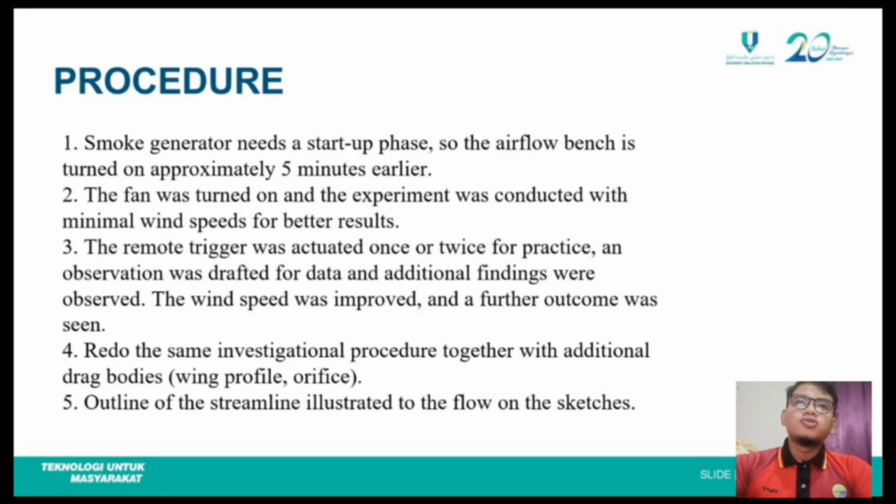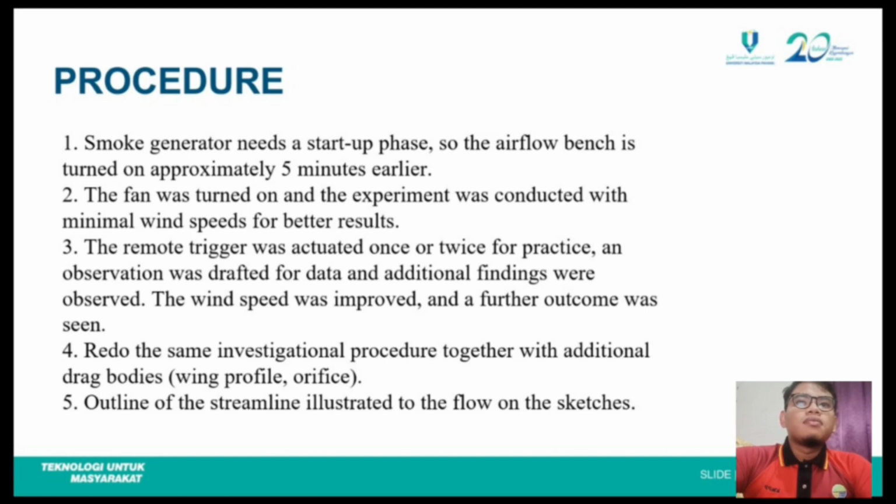And then we go to the procedure for our experiment 3. First, the smoke generator needs a startup phase, so the airflow bench is turned on approximately 5 minutes earlier. Number 2, the fan was turned on and the experiment was conducted with minimal wind speed for a better result. Number 3, the remote trigger was actuated once or twice for practice and observation, with data drafted and additional findings observed. The wind speed was increased and a further outcome was seen.